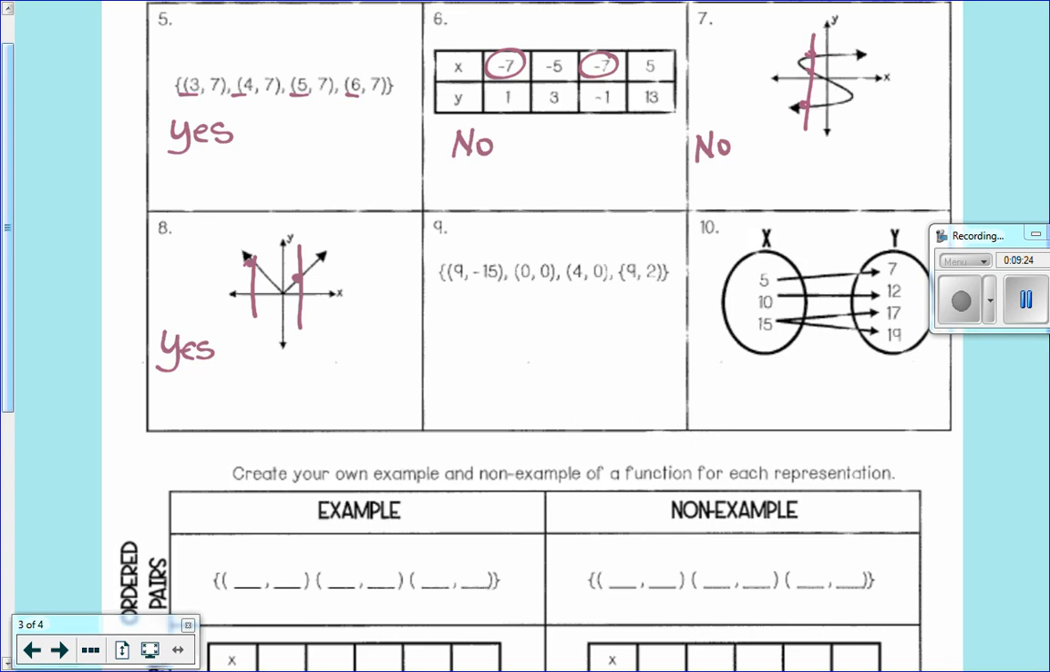Number 9. No, why? Good. 9 is used. There's 2 x values for 9. What about number 10? The mapping. No, why? 15 has 2 arrows. Yes, right here, 15 has 2 arrows. It can be used only 1 time.